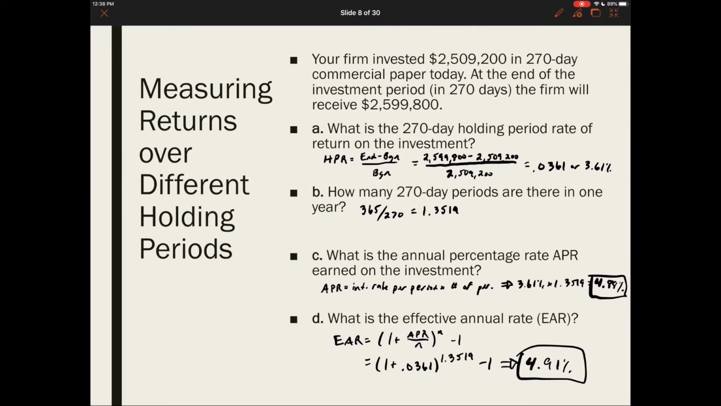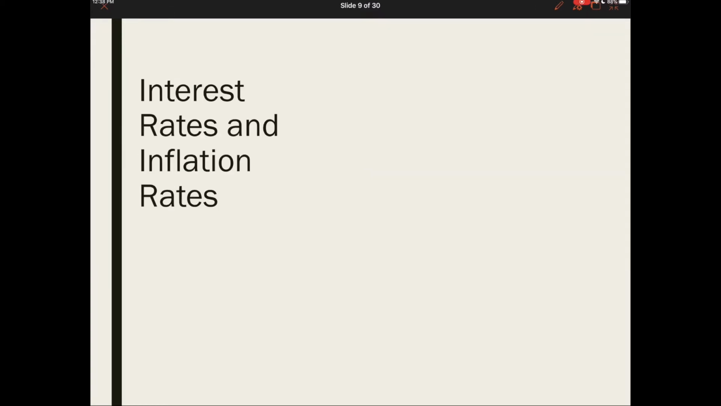So that is taking an investment, calculating your holding period return, and then being able to adjust that holding period return to an annualized value so that you can compare investments that have different holding periods. Next, what we will move on to is interest rates.